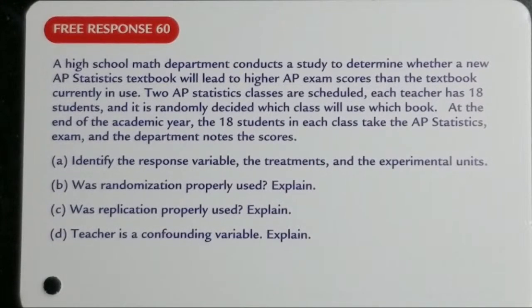Response variable. The treatments. The treatments are the manipulation in the experiment. The treatments are what you are introducing that's going to potentially affect the outcome of the response variable. In this case, the AP Statistics textbooks. Are they getting the new textbook or the old textbook? The experimental units. Now, the experimental units are basically the students at this point.